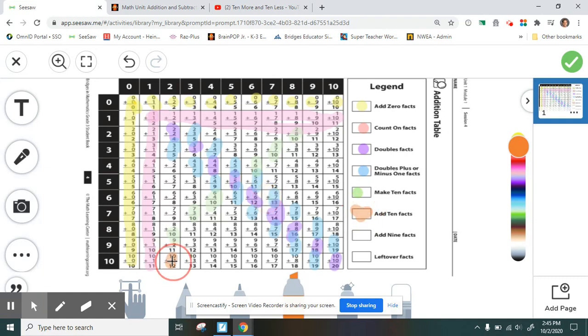So 10 plus 2 is 12. 10 plus 3 is 13. 10 plus 4 is 14, and so on. And I'm going to let you guys figure that one out.